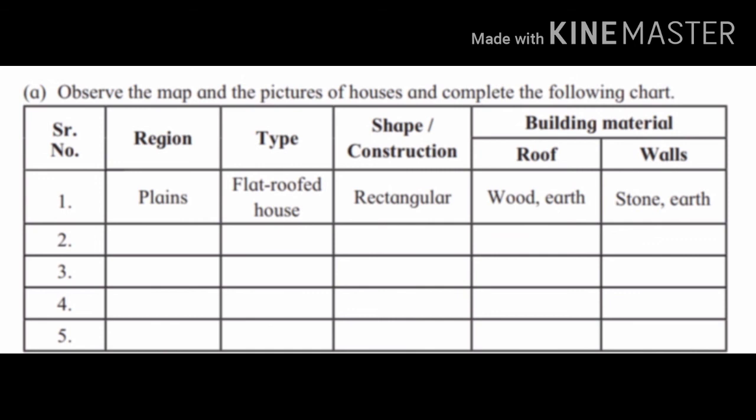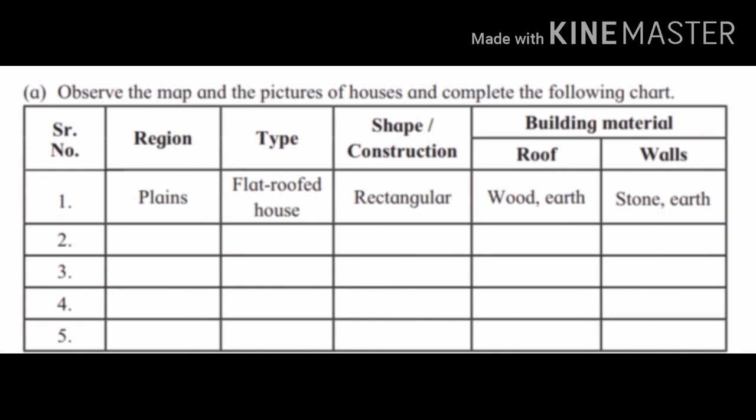For plain regions, the type of house is a flat roofed house. The shape and construction is rectangular, and the building material for roof they have used wood and earth. Earth means the soil, the mud. And for walls, they have used stone and earth.